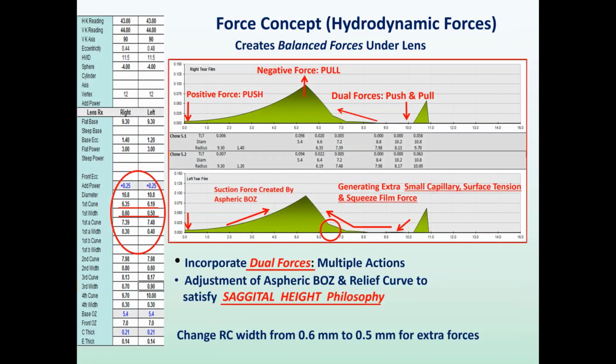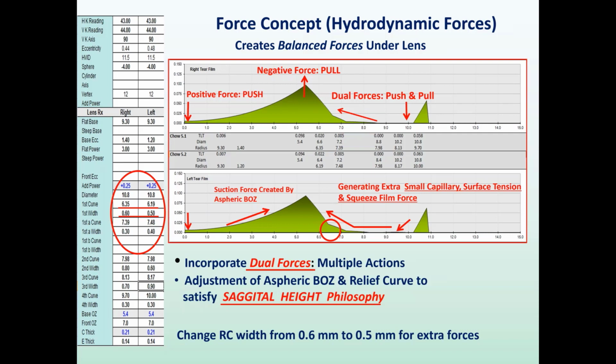So now, Katie was talking about the dual forces, but now my dual forces is not the same. The dual forces is in this area, generating small capillary surface tension and squeeze stream force. So the incorporation of the relief curve is very, very important. They push the tissue from the edge all the way to the mid peripheral. And together with the suction force created by the shrink back optical zone, then you have the sufficient forces for myopia management, and also satisfy the sagittal height philosophy, because by adjusting it, the lens can be sitting lower or higher.